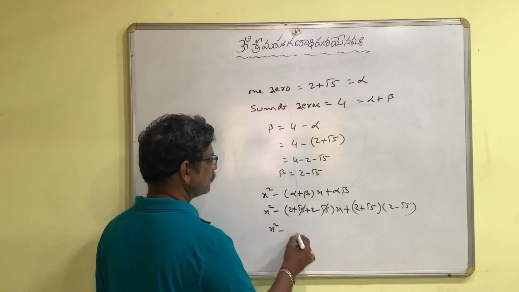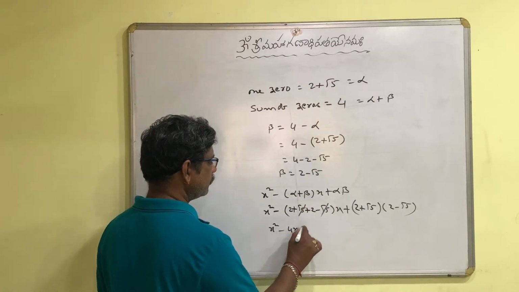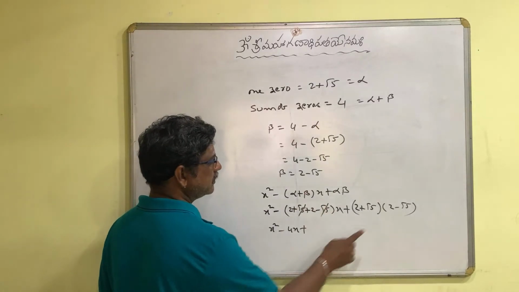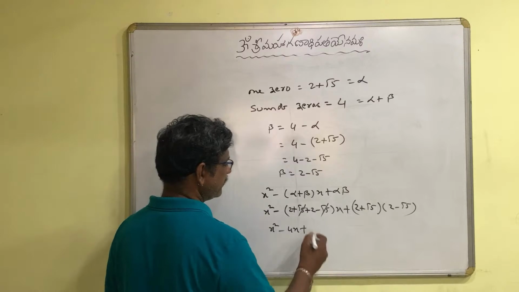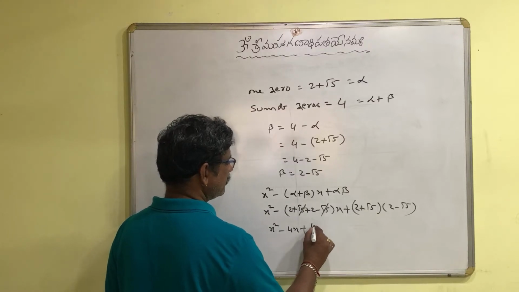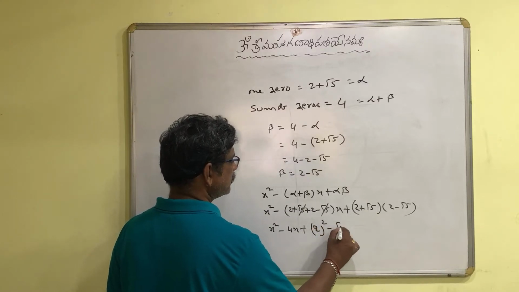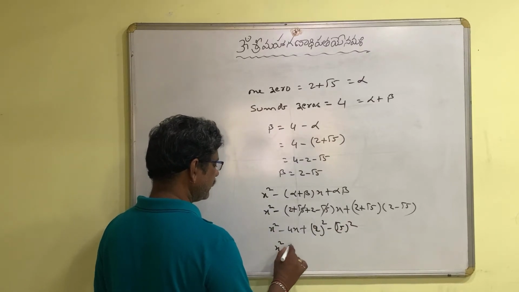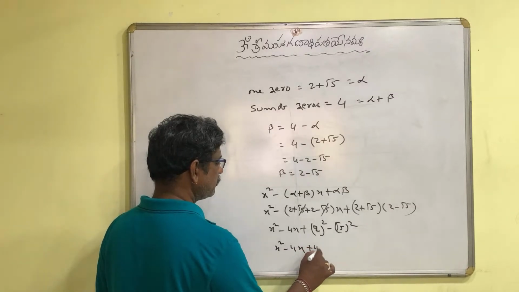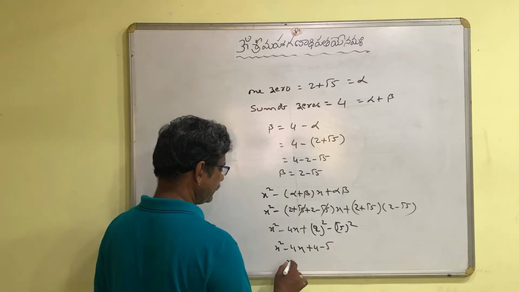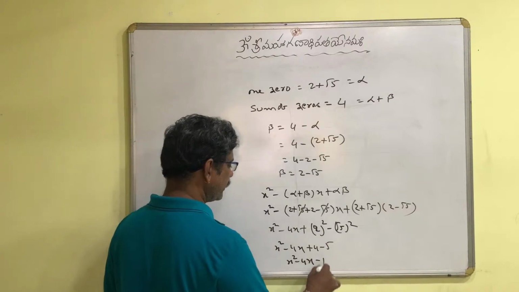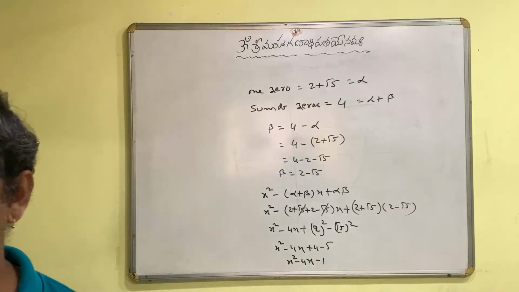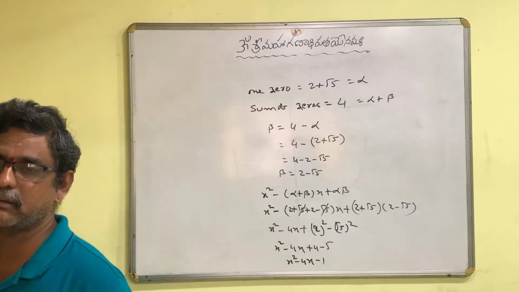Plus root 5 minus root 5 cancelled, minus 4x, 2 plus 2 is 4, so minus 4x. Here it is (a plus b)(a minus b), 2 square minus root 5 square. So x square minus 4x plus 4 minus 5. So x square minus 4x minus 1.